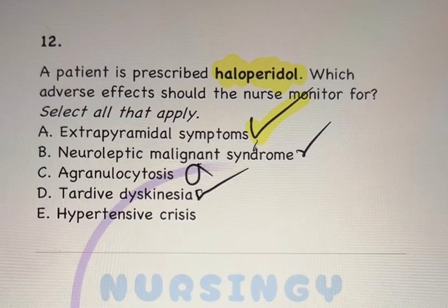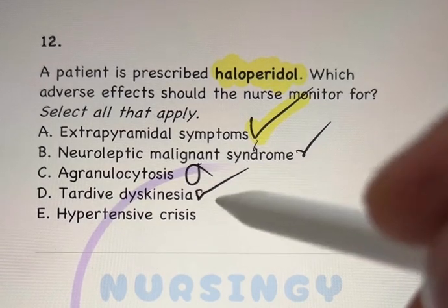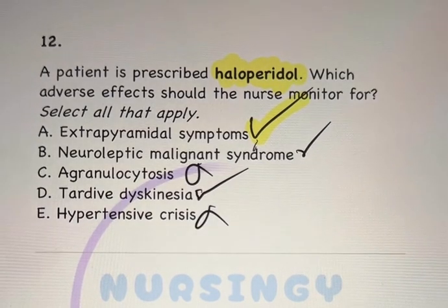Okay, can we see hypertensive crisis? Are we giving this medication for hypertension? No. So we don't need to worry about hypertensive crisis with this medication, because usually we see hypertensive crisis in medicine that we give for hypertension.